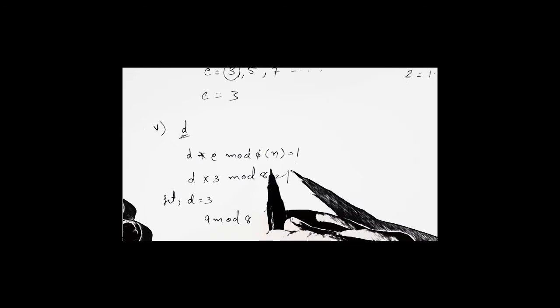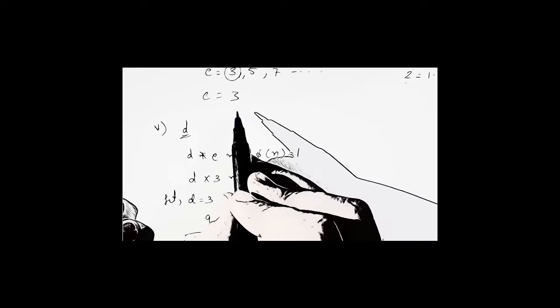If we are taking D is equal to 3, then what are we getting here? 9 mod 8 will become 1. So it is satisfying this formula. So finally D is equal to 3 we have calculated, and E is equal to 3 also we have calculated.